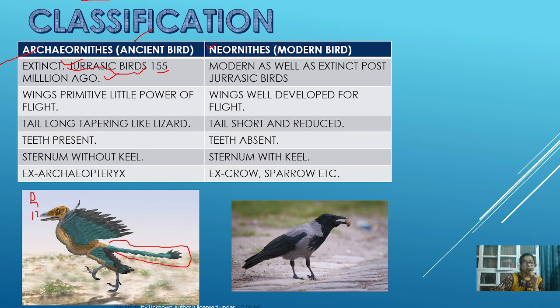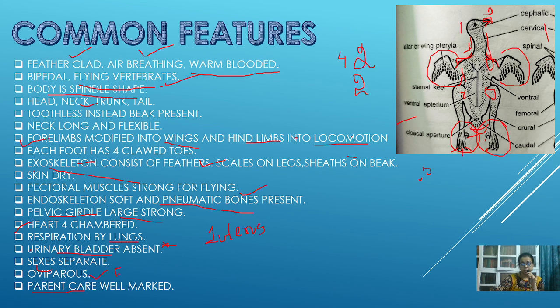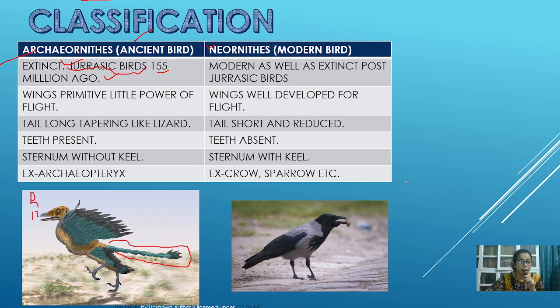Next, sternum without keel. What is sternum? In this diagram I have mentioned, this is basically the thoracic bone. The sternum is the thoracic bone which is present here without keel. The keel is the side bone, which is the attachment site for the wings to be attached. So in the case of ancient birds, the keel was absent. Example is Archaeopteryx.